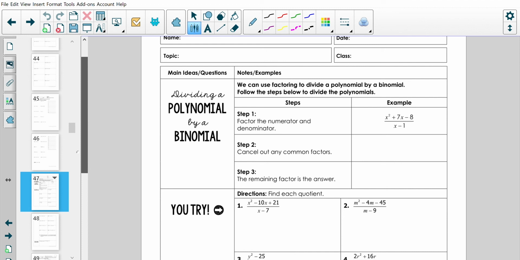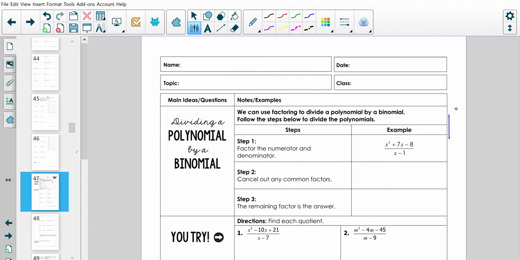On this example up here, if I were to factor the top, my options are 1 times 8, 2 times 4. Which one will help me get 7 in the middle? 1 times 8. And how do I have to do it? x plus 8, x minus 1. You have x minus 1 on the bottom. These cancel out because they're the same. Your answer is x plus 8.